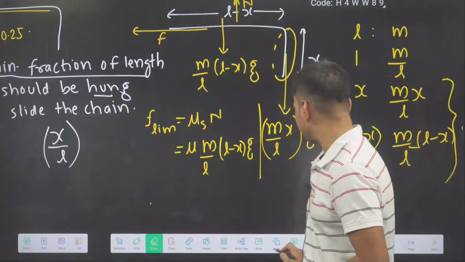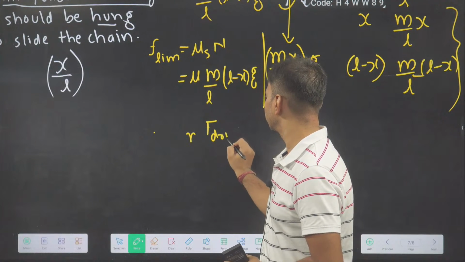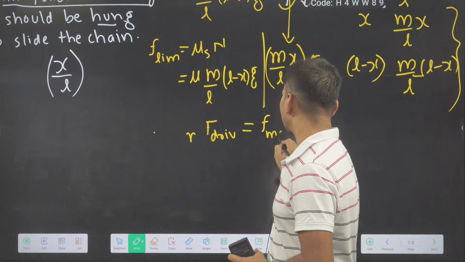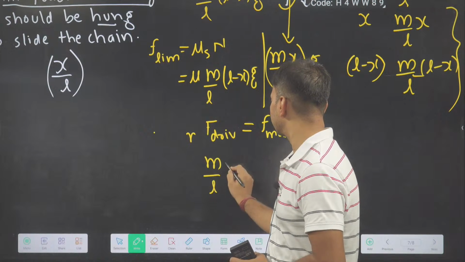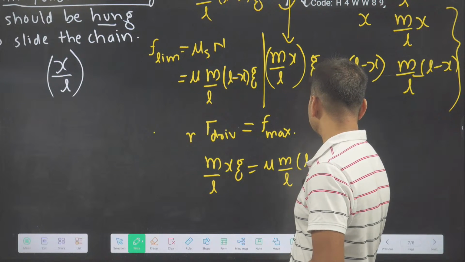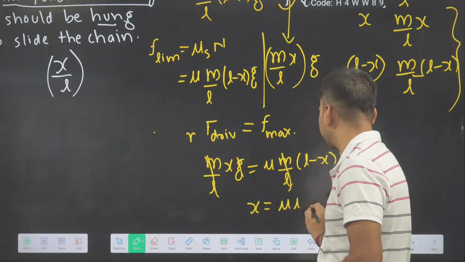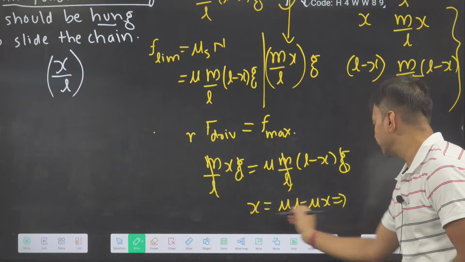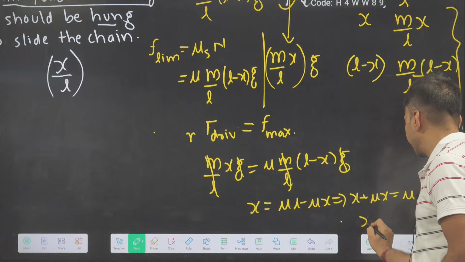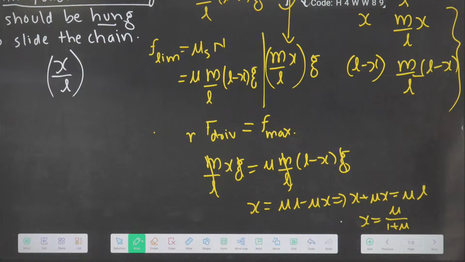So I can now write a defining step: for motion to start, the driving force must be at least equal to the maximum value of the opposing force. My driving force is m by L x g, and that is equal to mu into m by L into L minus x into g. See, m by L gets cancelled, g gets cancelled, and you are very near to the answer. Just believe that you are close. Segregate x: this mu x will go to the LHS. So I get x plus mu x equal to mu into L, and x by L becomes mu upon 1 plus mu. Just put the value of mu and you will get the answer. So this you can remember.